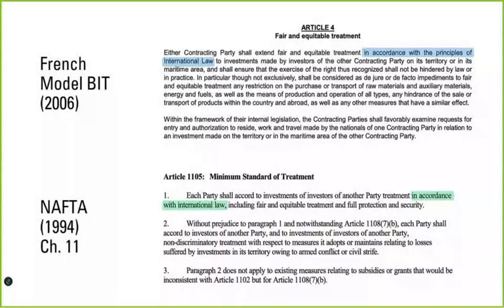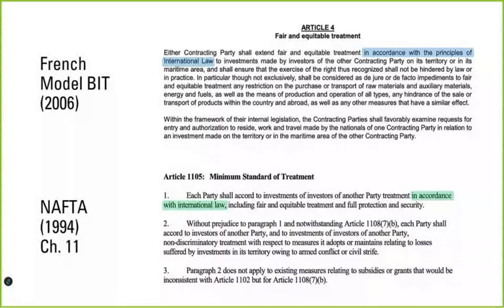Now, in customary international law, we actually have something that is called the minimum standard of treatment of foreigners. Customary international law requires states to treat foreigners in a certain way, to give them at the very least a minimum standard of treatment, just because they're foreigners. I'm Italian, I go to Morocco, I have to be provided by the government of Morocco a minimum standard of treatment just because I'm a foreigner, just because I'm a national of another country.